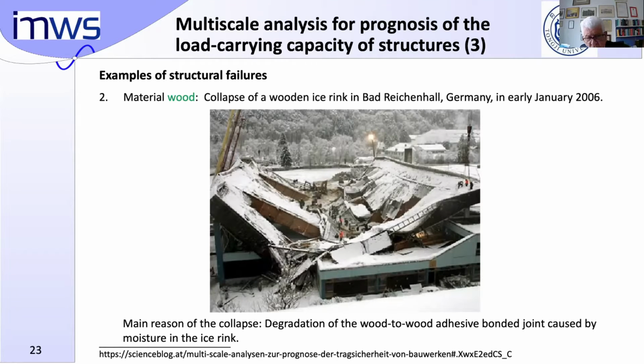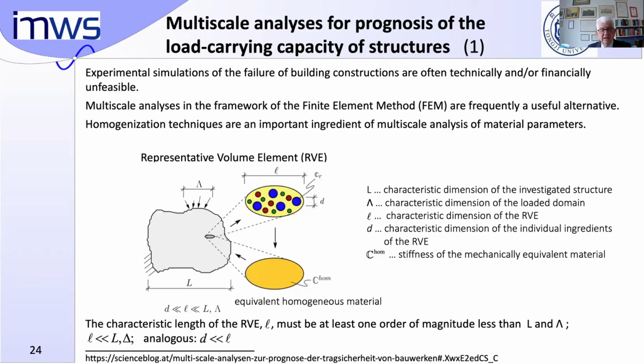The second example refers to the material wood. What is shown is the collapse of a wooden ice rink in Bad Reichenhall, Germany, in early January 2006. The main reason of this collapse was degradation of the wood-to-wood adhesive bonded joint caused by moisture of the ice rink.